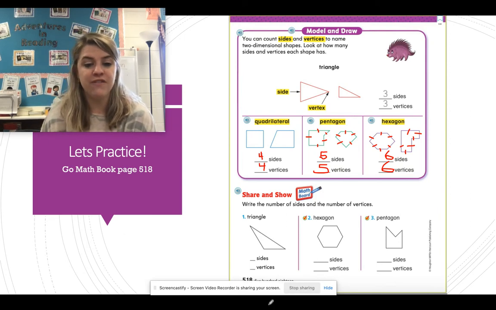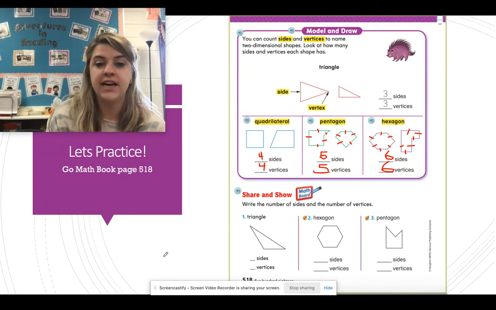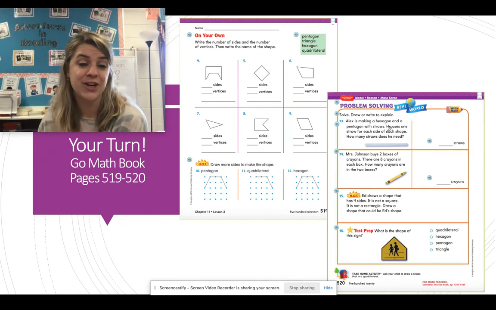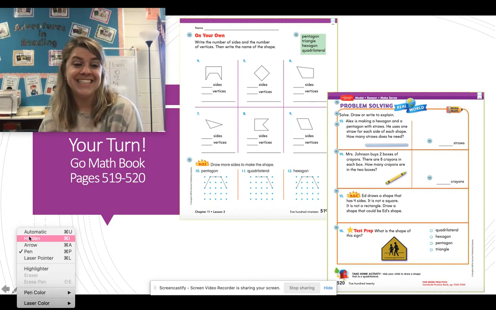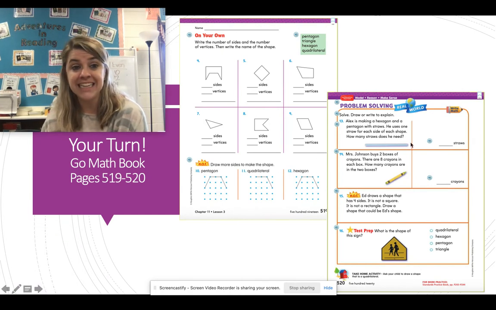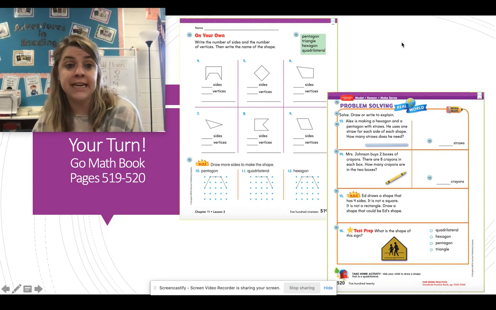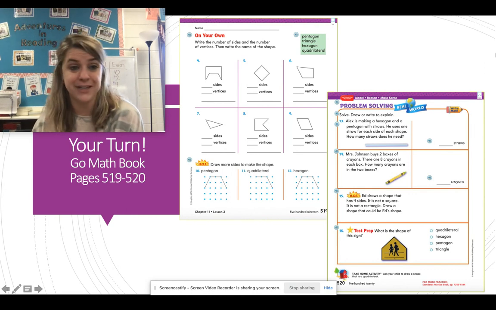All right, once you have finished 1, 2, and 3 on this page, you are going to go on to your next 2 pages. These are the 2 pages you're going to turn in to Miss Gates today. You're going to complete page 519 and 520, take a picture of them, and turn them in to Miss Gates on Seesaw. So 519 and 520 today. And don't forget, you also have 15 minutes worth of practice on MobyMax, which will also be working with pentagons and the different names for polygons.